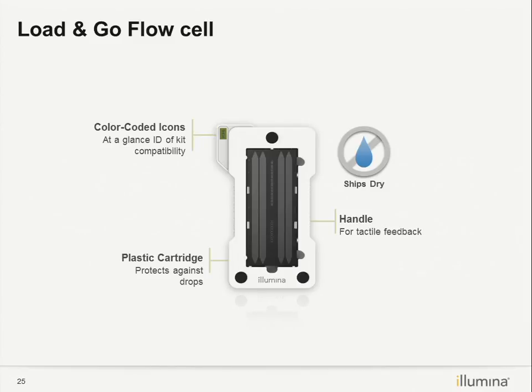Okay. And we have color icons showing if it's a high output or mid output flow cell. And it also has RFID chips in the flow cell. So the instrument will detect the flow cell with the RFID to see if it's compatible with the run setup that you want.